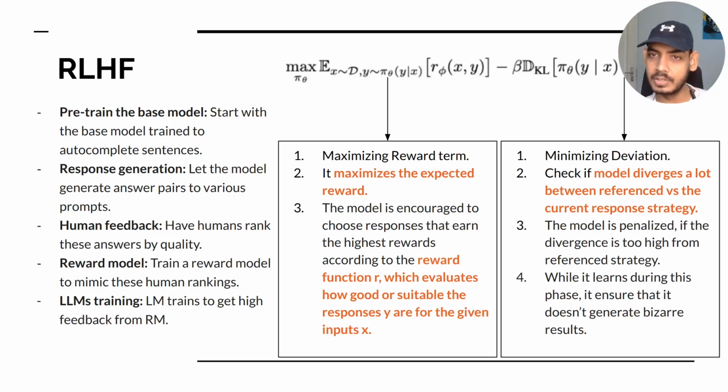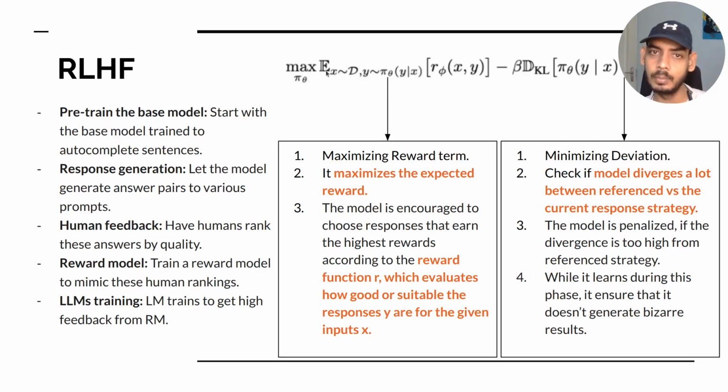So what is the whole process of RLHF? It starts with base model training, auto-completing sentences. The responses generated by this model are sent to humans, who rank them based on the qualities I mentioned earlier: coherence, relevancy, politeness, and not generating inappropriate answers. Based on that human feedback, a reward model is trained, and that reward model in turn trains the large language model. That is the whole process of RLHF.